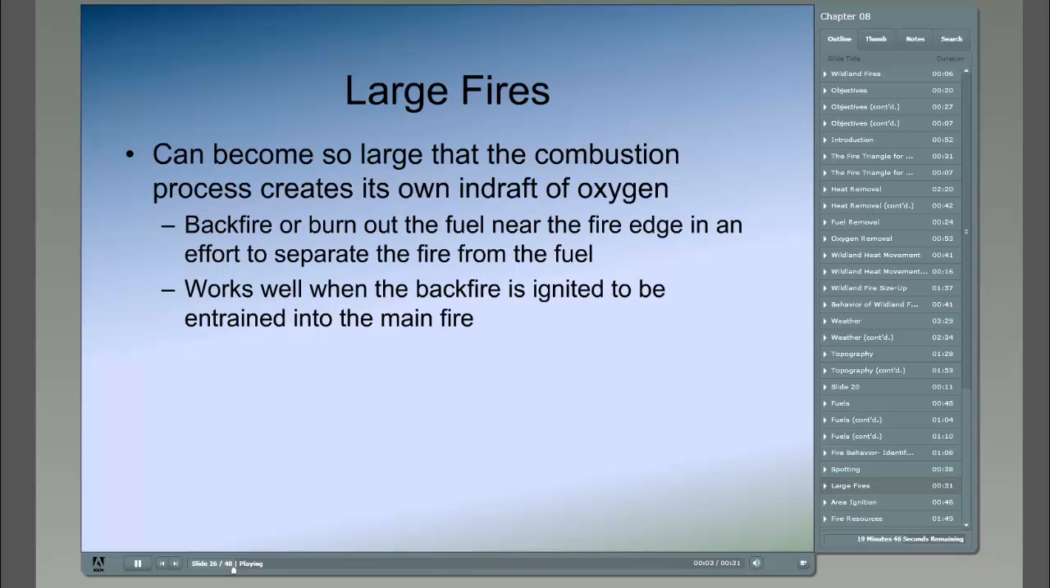Very large fires can become so large that the combustion process creates its own indraft of oxygen, which increases and serves to continue the combustion process. Firefighters use this principle to backfire or burn out the fuel near the fire edge in an effort to separate the fire from the fuel. This fire extinguishment method works well when the backfire is ignited to become entrained into the main fire, thus removing the fuel in the path of the main fire.